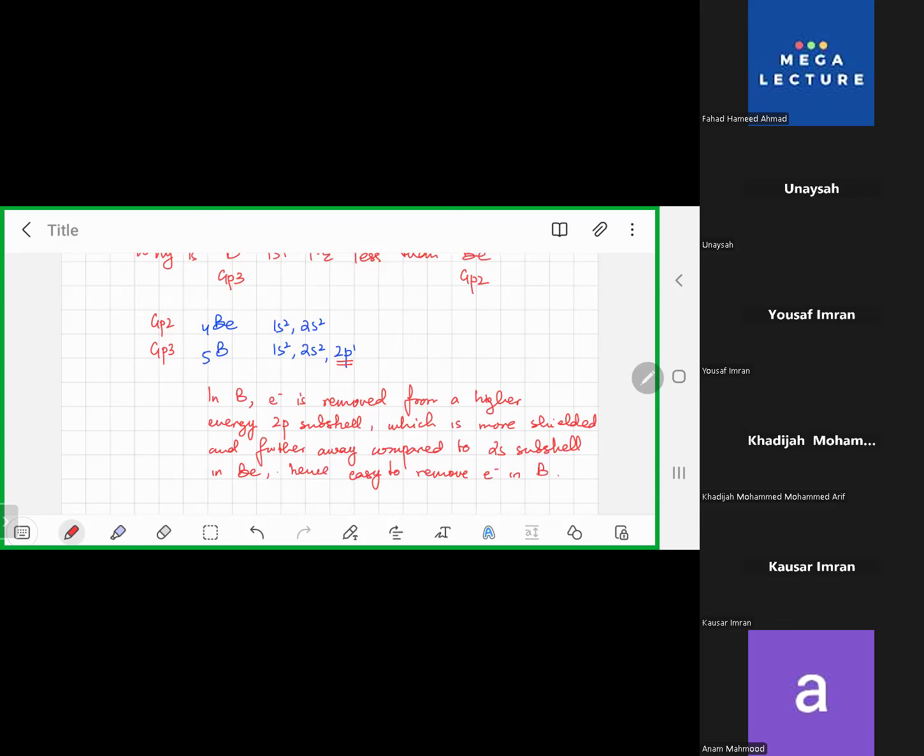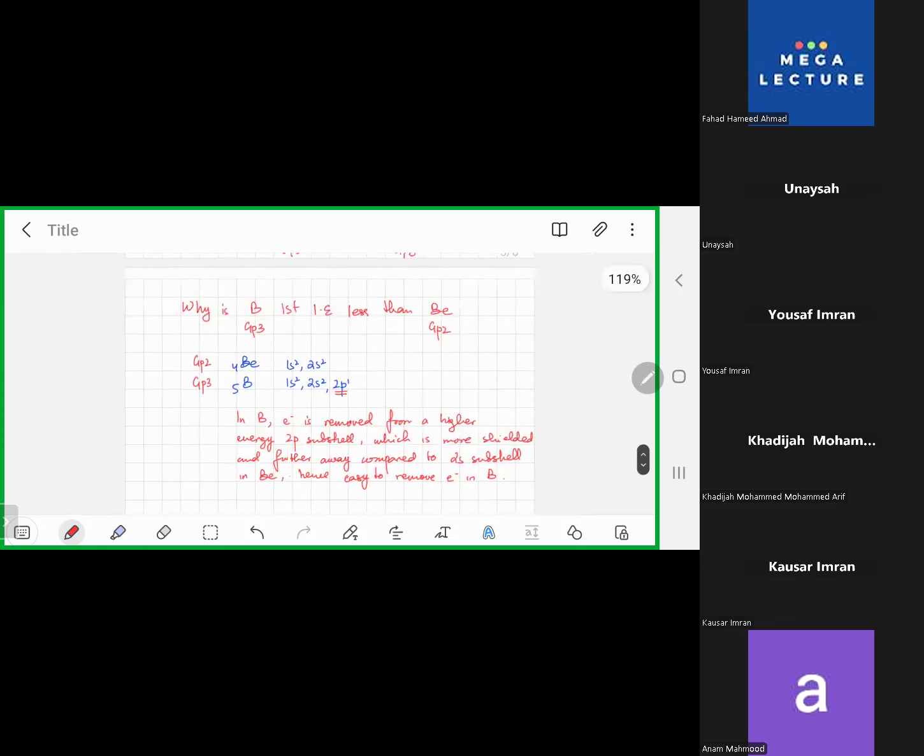In boron. ठीक है, is this clear? जी Yes सर। और ये याद रखना, किसी भी period में group 2 का outermost shell is always s2 and group 3 is always s2p1. तो in any period group 3 will be slightly easier to remove electrons.